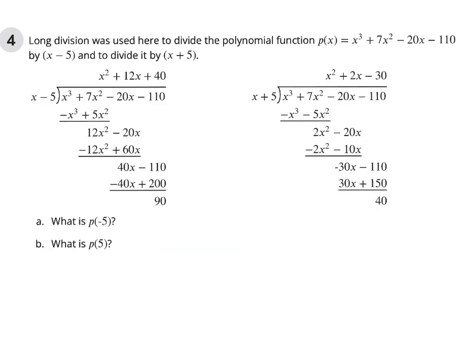Okay, long division was used here to divide the polynomial function by x minus 5. Well, x minus 5, the actual root is x equals 5, and x plus 5 gives x equals -5. So p of -5. What is p of -5? That's x equals -5, the x plus. P of -5 is 40. And p of +5 is 90. The remainder matches the answer.